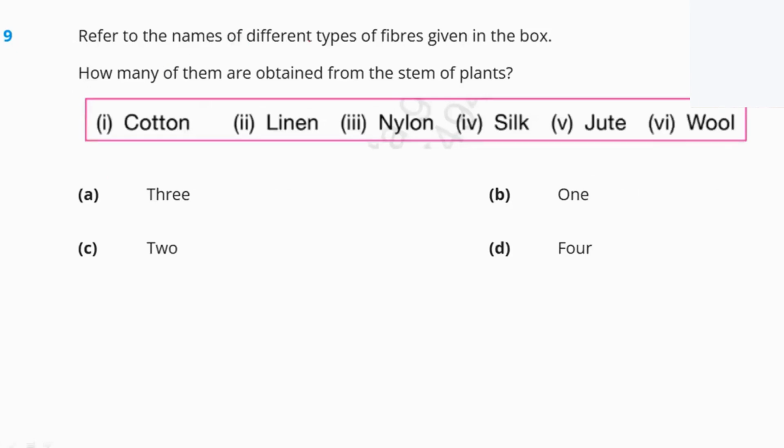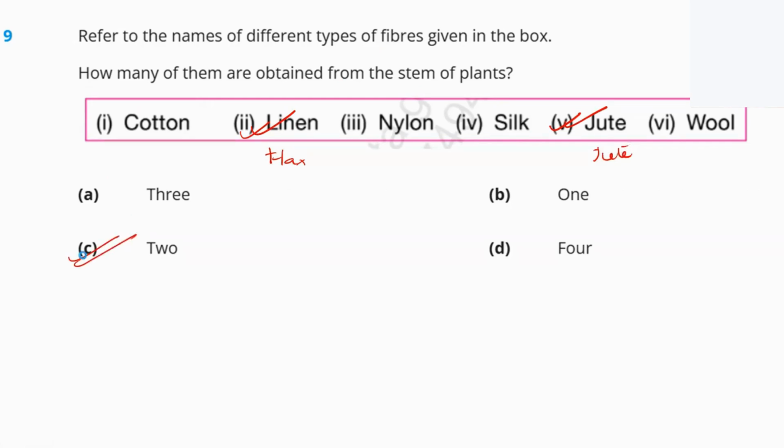Refer to the names of the different types of fibers given in the box. How many of them are obtained from the stem of plants? So if you notice, cotton, linen, nylon, silk, jute, and wool, it is only the linen and the jute which is obtained from the stem of the plant. Which plant? Linen is flax plant and jute is jute plant. Okay. So option C, which is 2, is going to be the right answer.